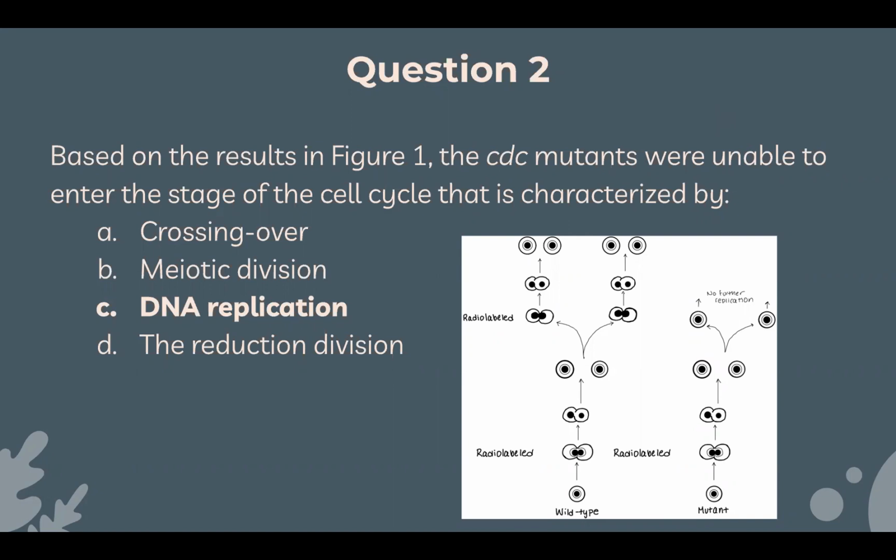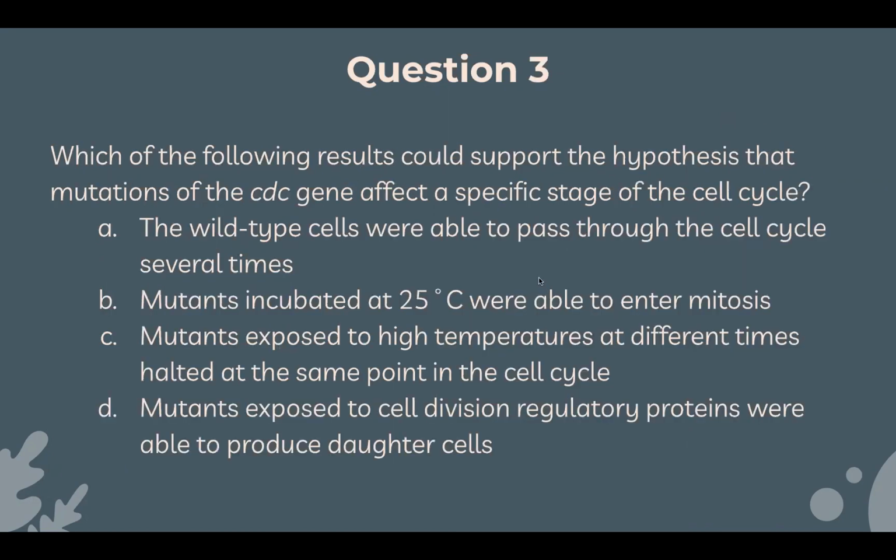So D, reduction division is a step in meiosis 1. It's when the chromosome number drops from 46 diploid to 23 chromosomes haploid. So that doesn't happen in mitosis. The daughter cell is identical to the parent cell in mitosis. Does that make sense? Yeah, okay. All right, and what did you guys get for this question?